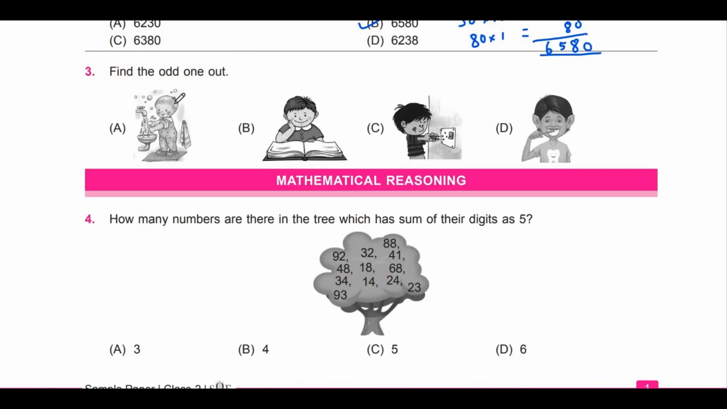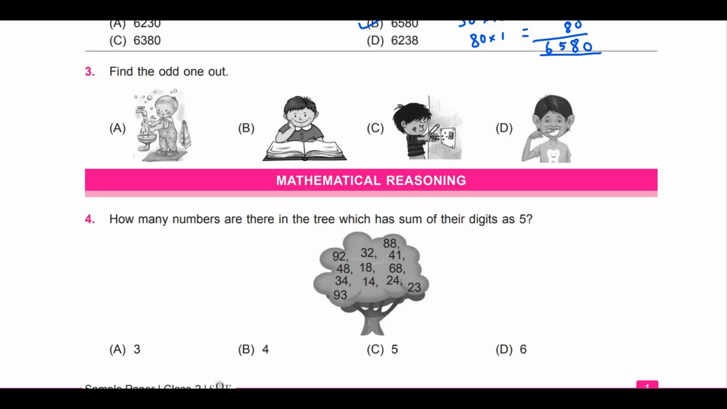Now let's see the third question. Find the odd one out. This is pretty easy. How to find the odd one out? Let's see the options given. The first option is the child is washing his hand. The second option is the child is reading the book. The third option, he is doing something with the plug point, with the switch. And the fourth option is the child is brushing the teeth. When you see all four options, you have to see which one is the odd one out.